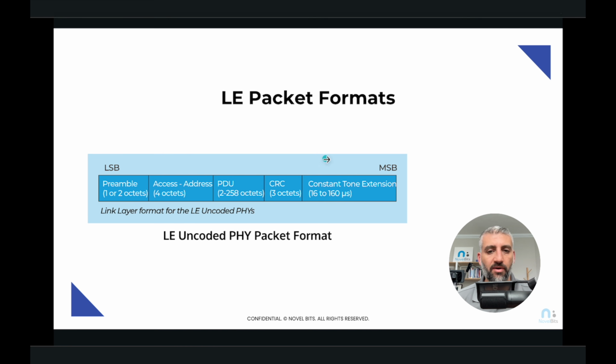We have what's called the constant tone extension, or CTE. This is used in direction finding, so we won't get into this. It is an optional field that's added to the packets when it's used for direction finding, for angle of arrival or angle of departure, for location services using Bluetooth Low Energy.